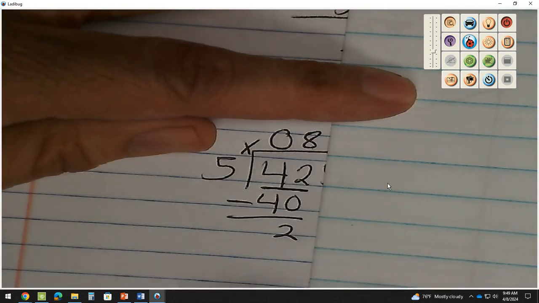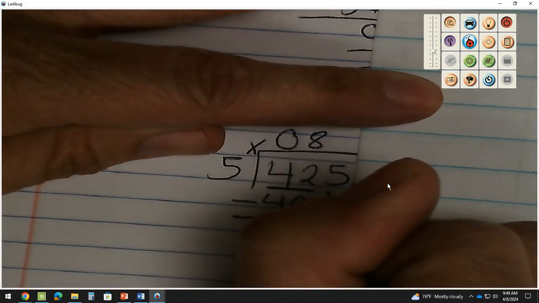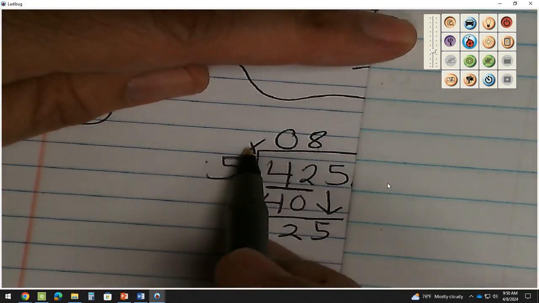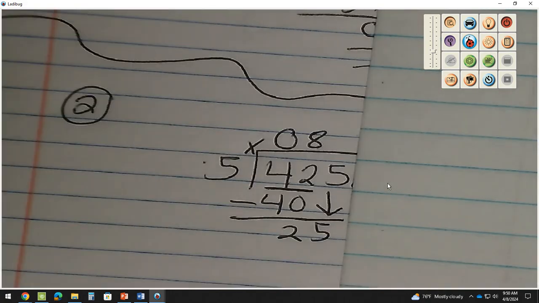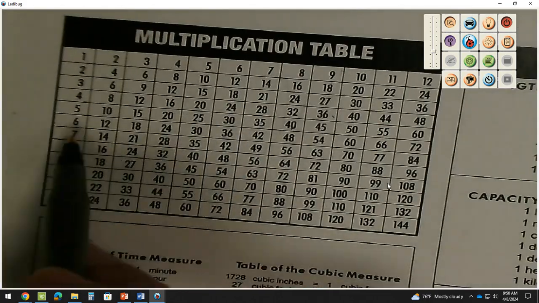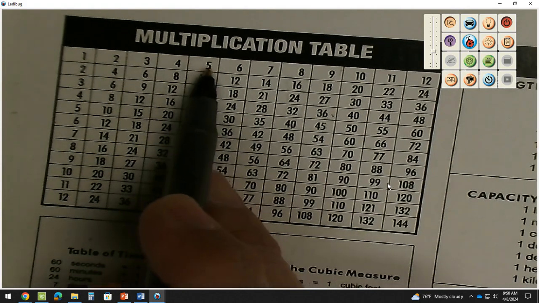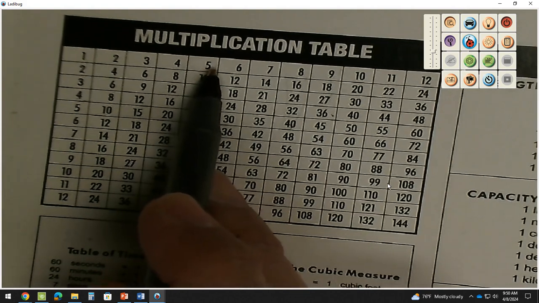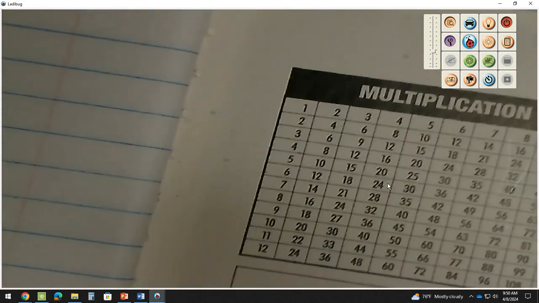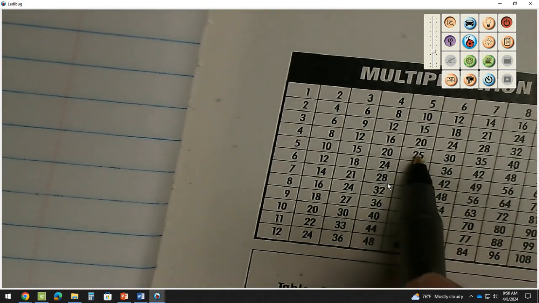I'm done with 2. Move your paper, and guess who's next? 5. So I'm going to do the same thing. 5 times what gives me 25. So let me go to my chart again and see if it helps me. 5 times what? Ah, there he is. 5 times what? Where is he? On top or on bottom? So where does he go? On the top. And who was on the bottom? Who was on the bottom? 25.